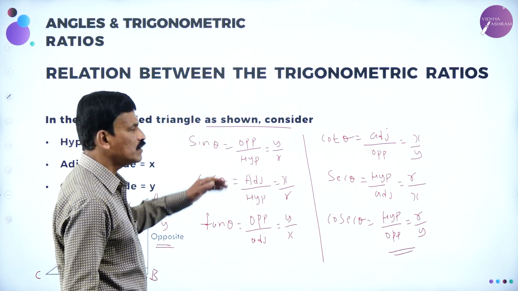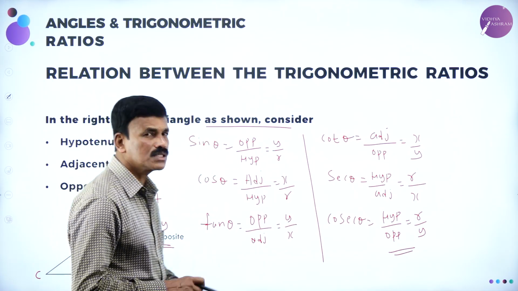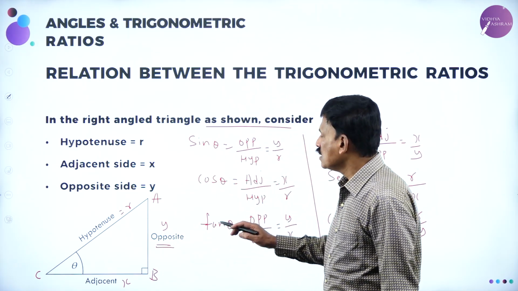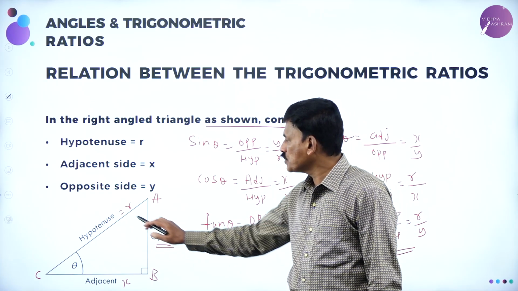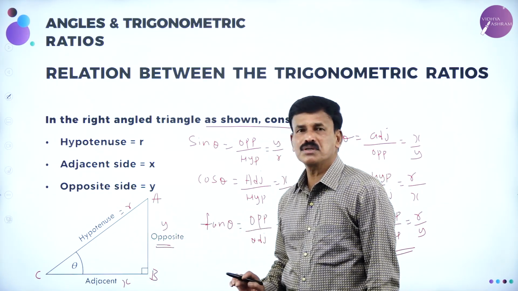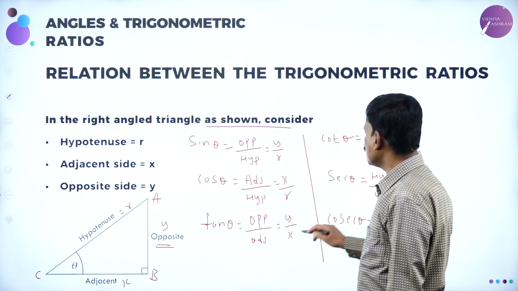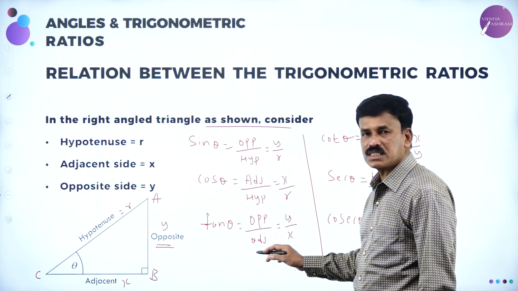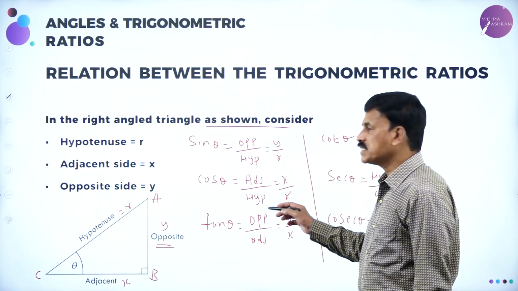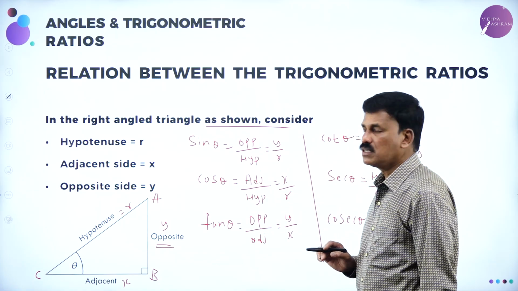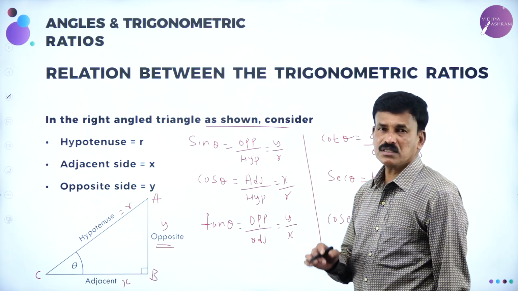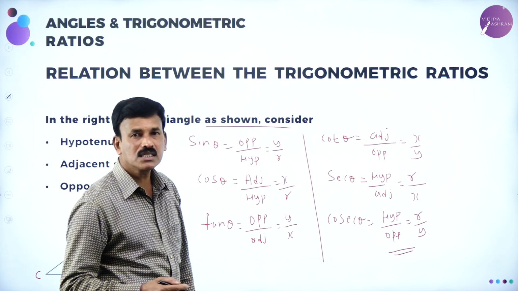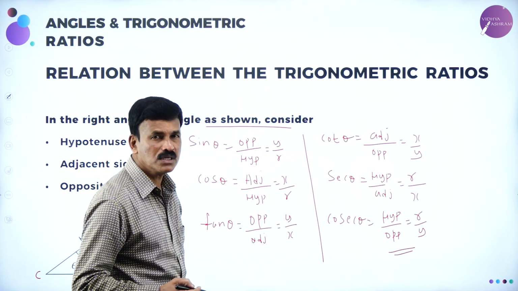Sin theta is opposite by hypotenuse, cos theta is adjacent by hypotenuse. So for sin theta and cos theta, the denominator is always the hypotenuse, so it will start from opposite. For tan theta and cot theta, there is no hypotenuse. So opposite by adjacent is tan theta. If you reverse this, adjacent by opposite is cot theta. For secant theta and cosecant theta, hypotenuse is in the numerator. So secant theta is equal to hypotenuse by adjacent and cosecant theta is equal to hypotenuse by opposite.